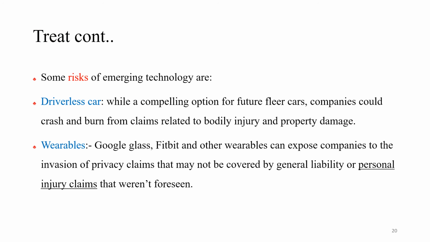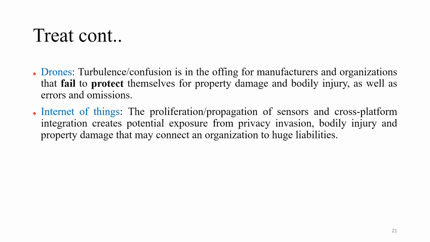Then some of the risks in emerging technologies are like driverless cars, that means a car which has no driver, and wearable technologies like Google Glass or Fitbit, and other wearable things which can be claimed as an injury to the person or a personal problem. Then drones. Drones are also a risk because there is no driver in that drone, and the drone may fail or cause problems for organizations, because it is man-made and failure may happen. And then there is the Internet of Things problem.